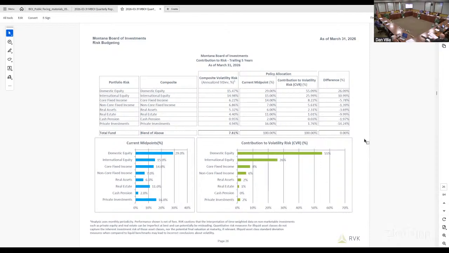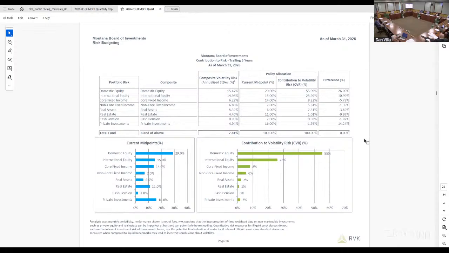For most plans, most public pension plans, and a lot of institutional investors, if you look in the bottom right-hand corner of this page, this is the contribution to volatility risk. And if you just observe domestic equity on the left-hand side, the current midpoint for domestic equity is 29%. Actually, your domestic equity is contributing about 55% of your volatility, much more than its actual allocation. And this is true for every system that we work with.